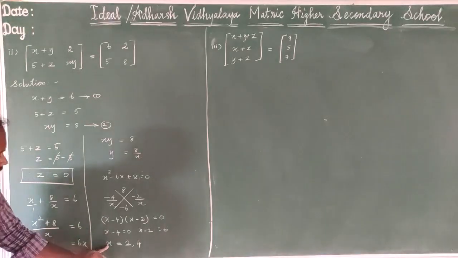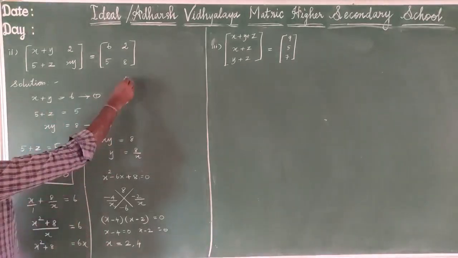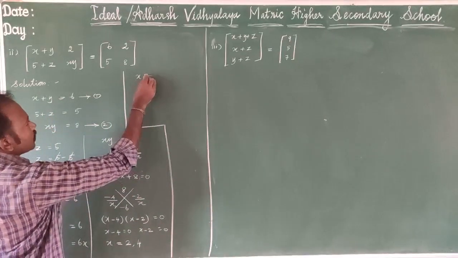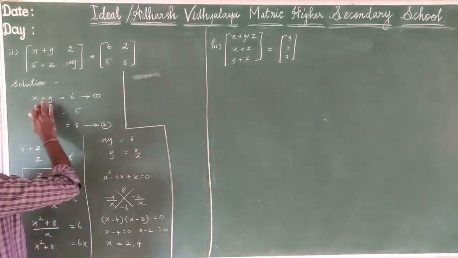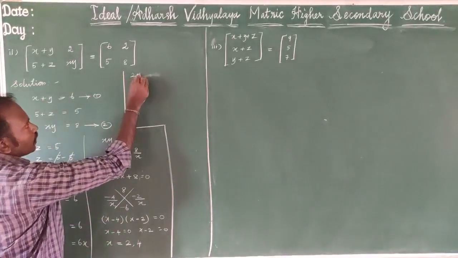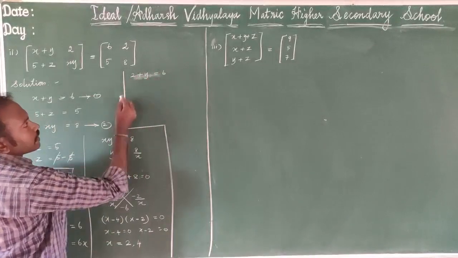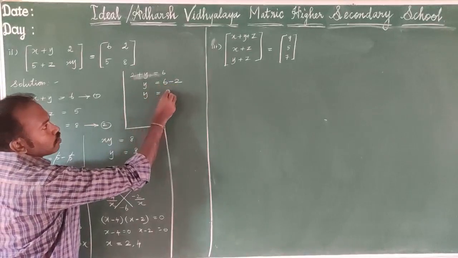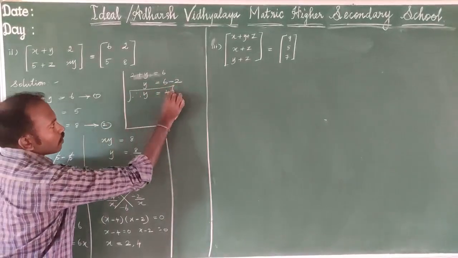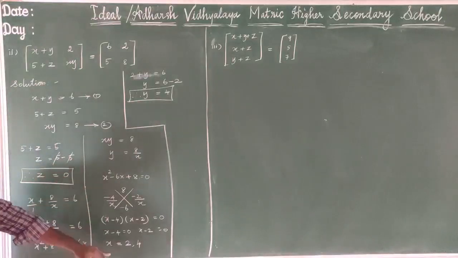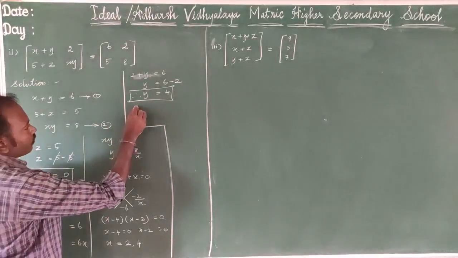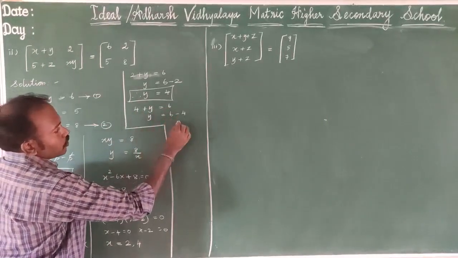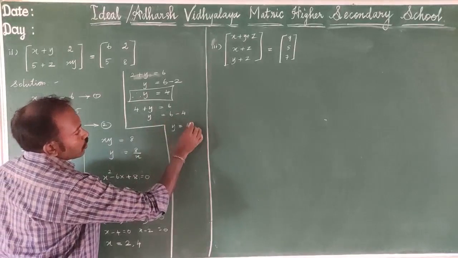Substituting x is equal to 2 comma 4 in 1. Then x plus y is equal to 6. When x is equal to 2, then 2 plus y is equal to 6. Then y is equal to 6 minus 2. We get y is equal to 4. And also substituting x is equal to 4 in 1, then 4 plus y is equal to 6. Then y is equal to 6 minus 4. We get y is equal to 2.